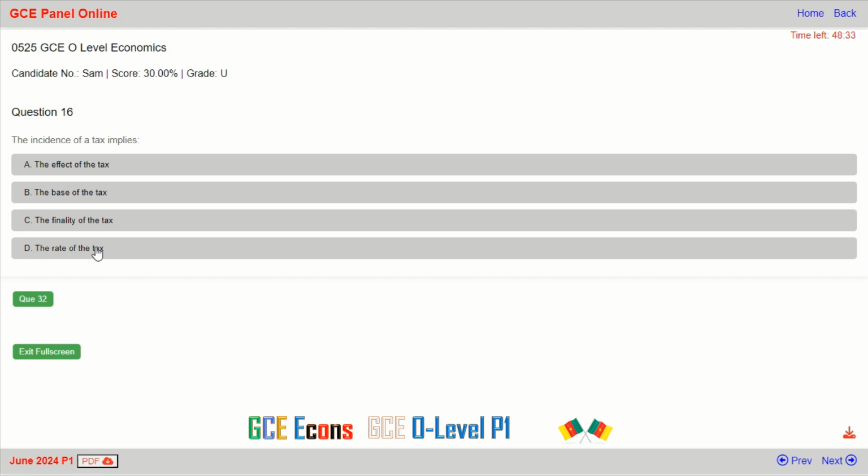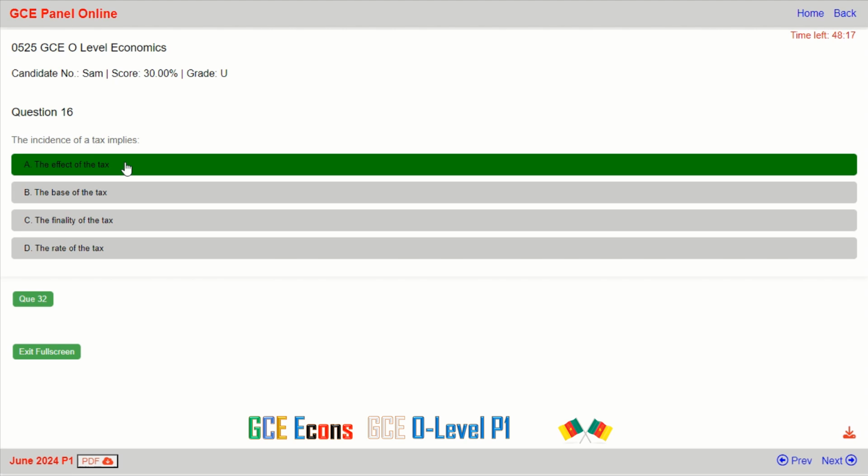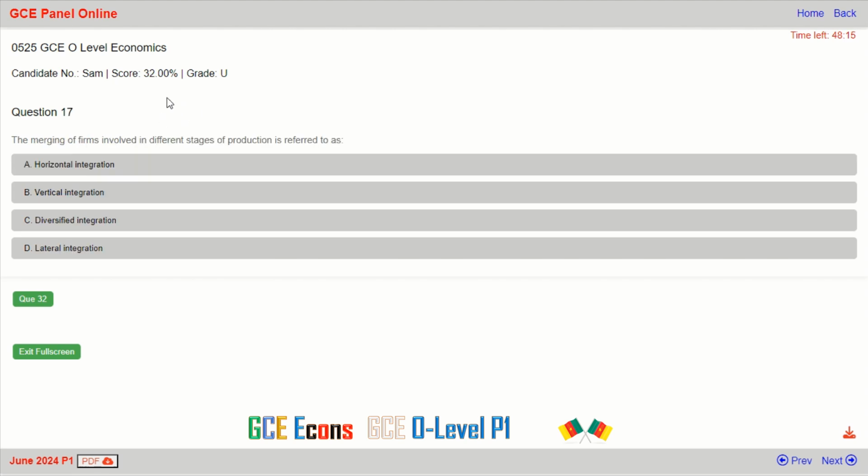Question 16. The incidence of a tax just implies the effect of the tax. The effect of a tax is known as the tax incidence, okay? The effect of the tax. So at this point, you can see that we are still at the U grade. We have not failed any question yet. We intentionally fail some so that we see what happens, okay?